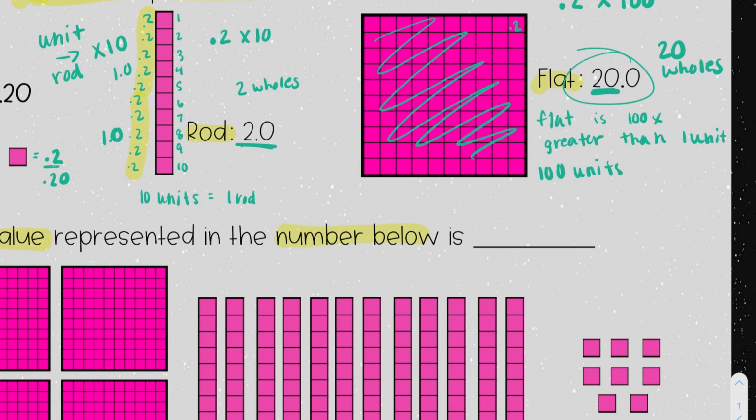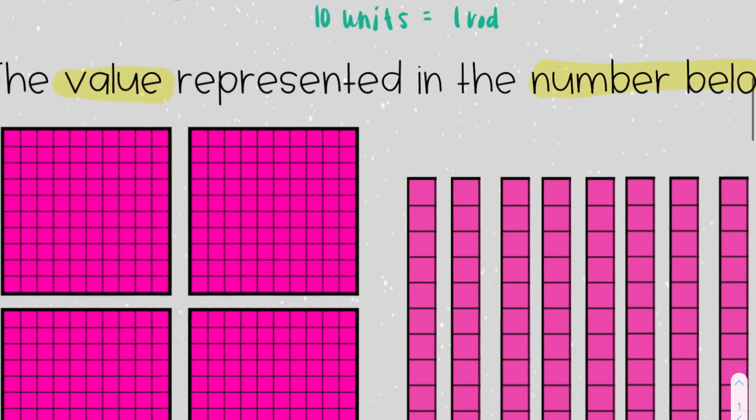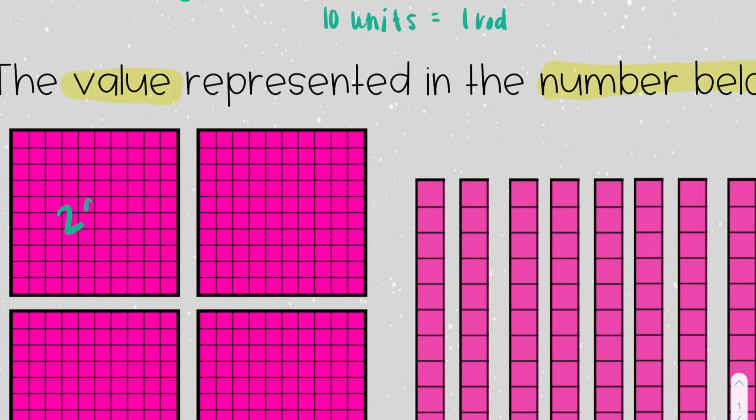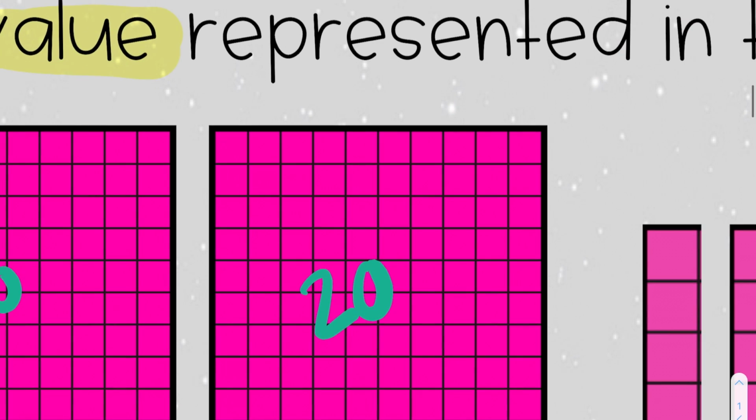So I'm going to go down to the value represented in the number below. I have to look at these base 10 blocks. Here I have 4 flats. Well, I know one flat is worth 20. So I have 4 of them, so I'm going to write a 20 over each of them. Something that we could do very quickly is 20 times 4, and we know that 20 times 4 is 80.